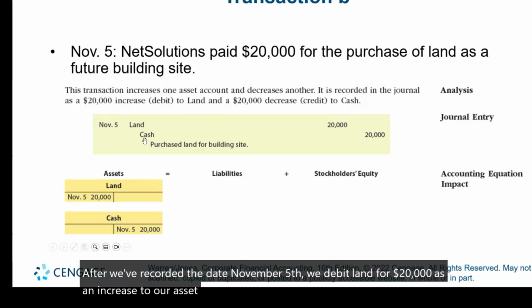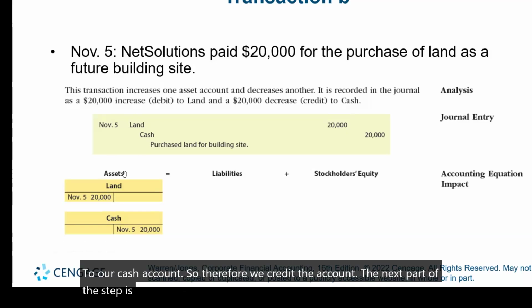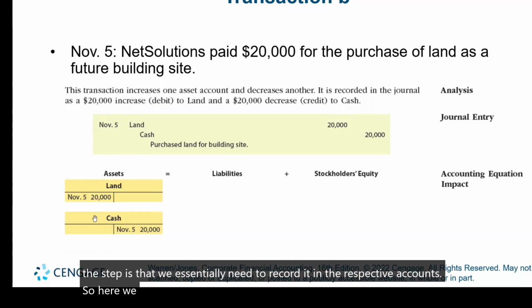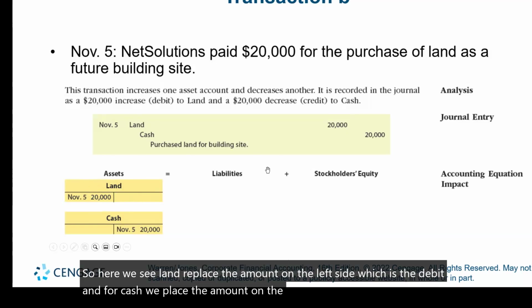And then we credit cash. Cash is an asset account, and we want to show a decrease to our cash account. So therefore, we credit the account. The next part of the step is that we essentially need to record it in the respective accounts. So here we see land, we place the amount on the left side, which is the debit, and for cash, we place the amount on the right side, which is the credit.